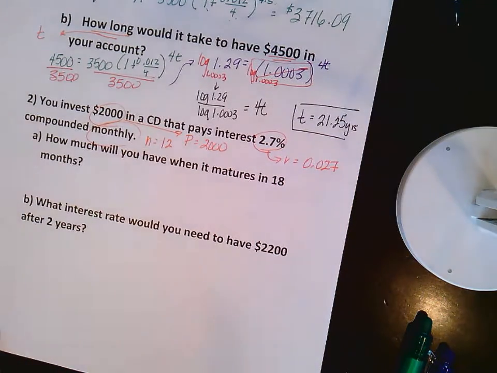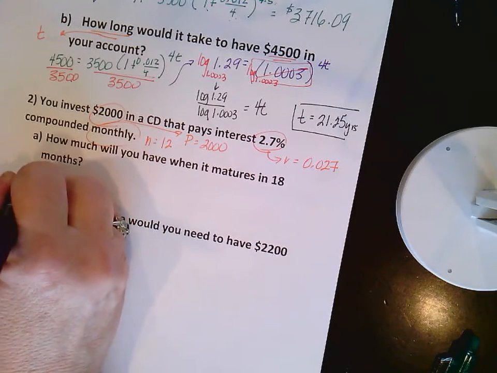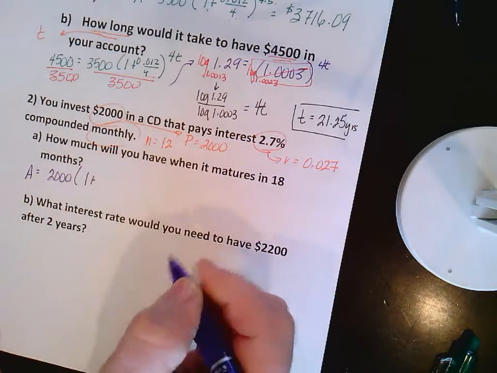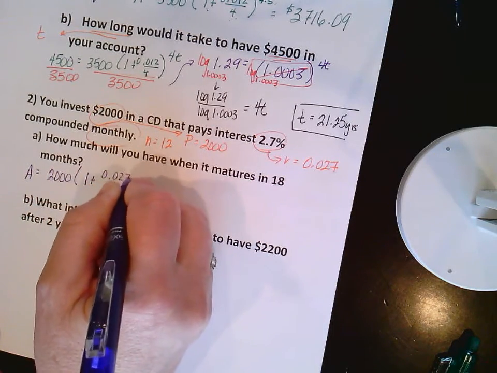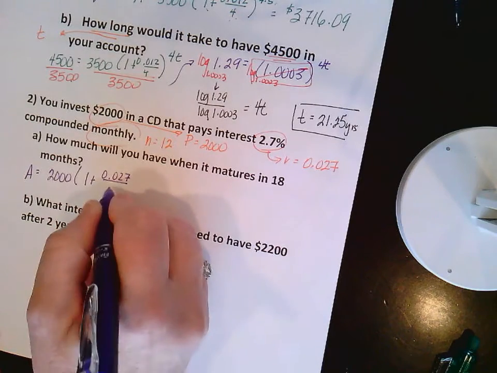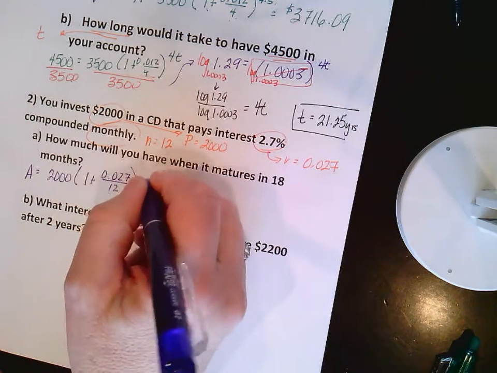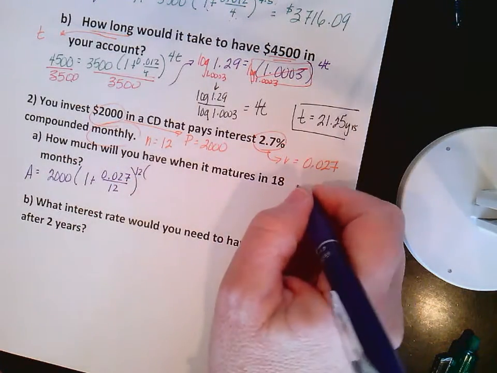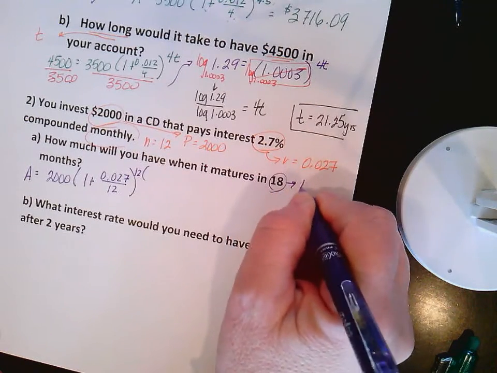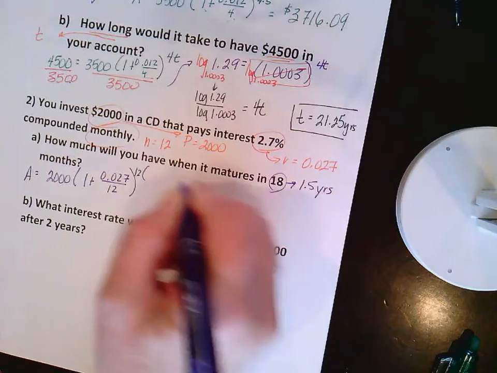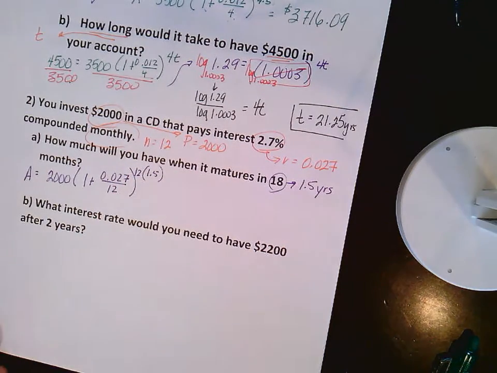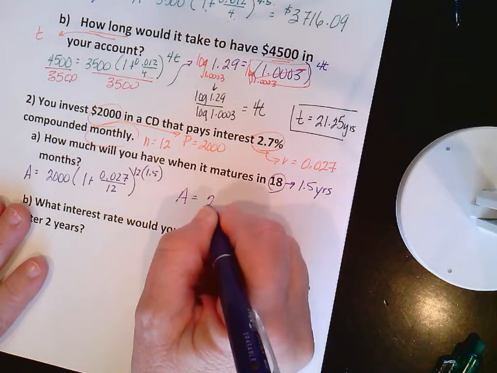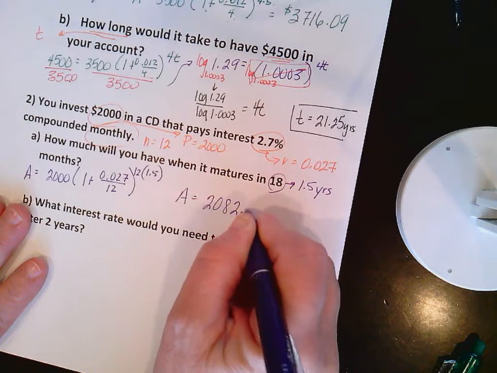Okay, so if we plug that in, the amount that's going to be there is 2,000 times 1 plus 0.027, that's my rate, over my N, which is 12, to the N times T. My N is 12, my T is 18 months, which is 1.5 years, so that's 1.5. And when you calculate that, you get an A of 2,082.57.